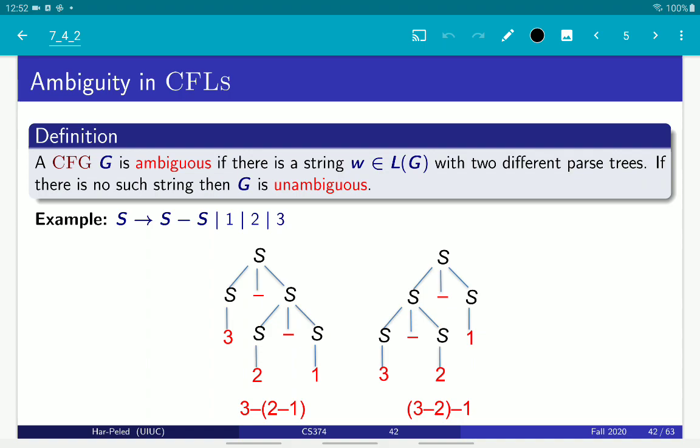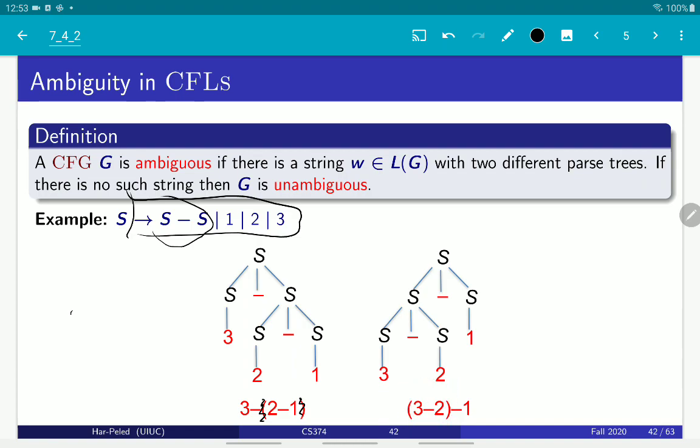The problem, of course, is that things can be ambiguous. A grammar is ambiguous if for the same string there are two different ways to generate it, with two different parse trees. Here's an example. This is just a sequence of numbers where you subtract one from the other. This is the grammar, with 1, 2, 3. And you look at the expression 3 minus 2 minus 1. The parentheses here are added for understanding, not because they're part of the language. And this is the other one.